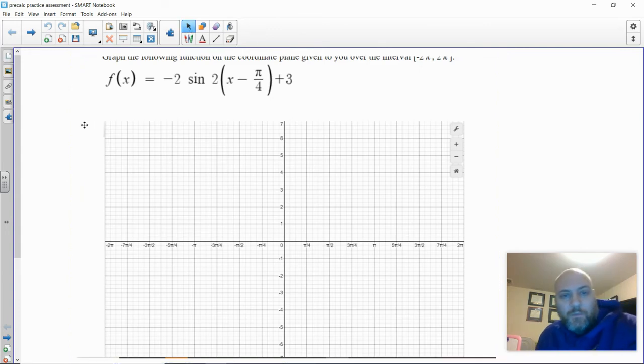So first thing, graph on the following coordinate plane. Just not saying go put it in Desmos and send me a screenshot. So you needed to graph this by hand on the coordinate plane. So I have to figure out what all these numbers mean.